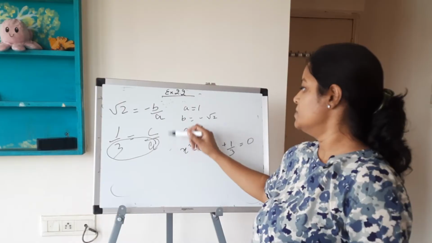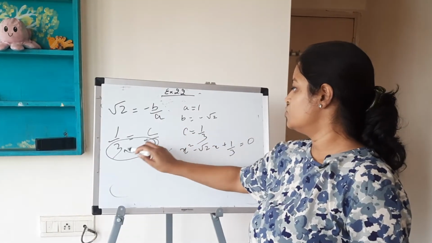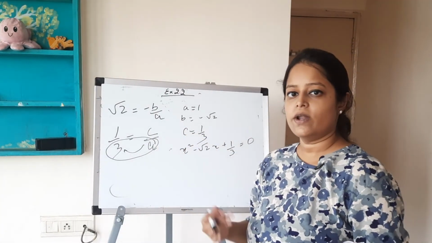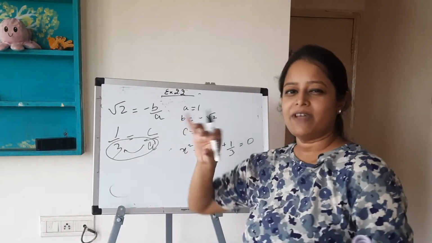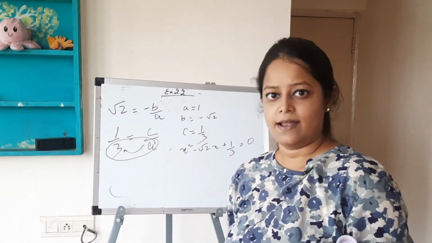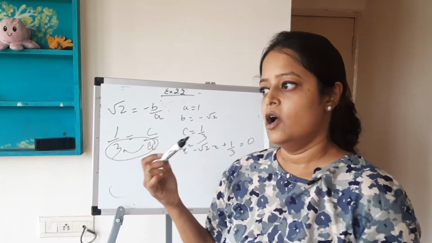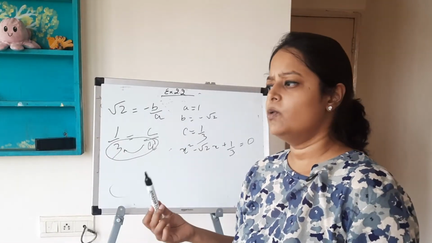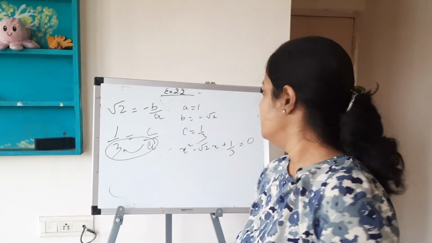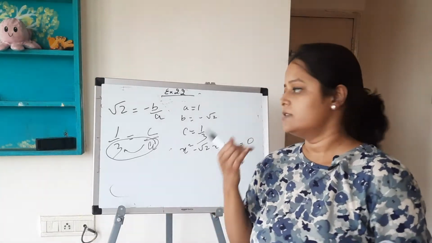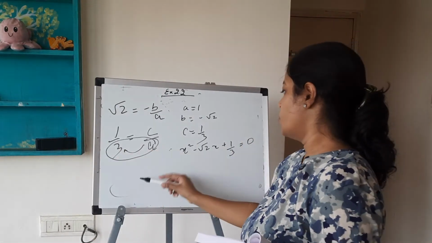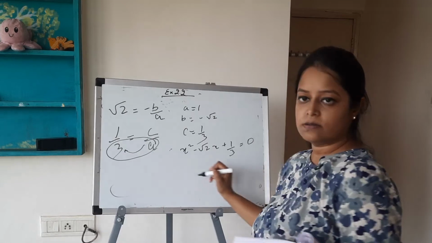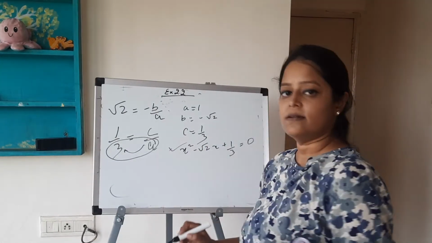What I generally suggest is, look at both the numbers and equate this to this. This is what I usually do, so that we don't get fractions. That's not an issue, the coefficients can be fractions, but we want to make it simple and clean, so that's why we take it as the denominator. This is one way of doing it. Same question, and this is also a correct answer.